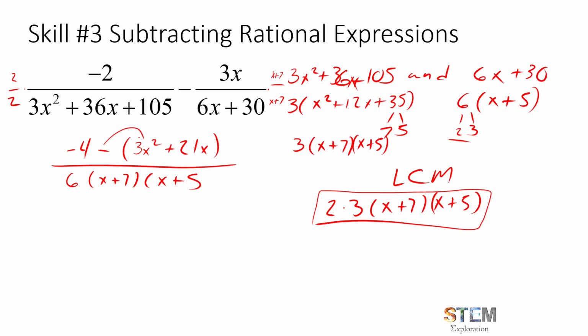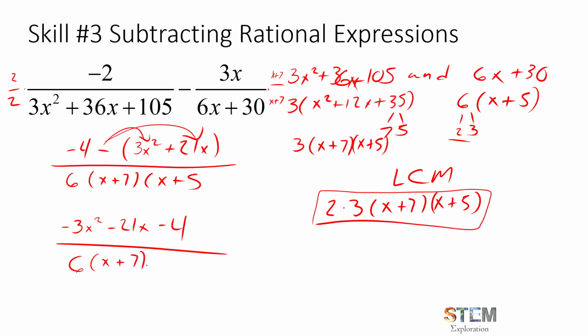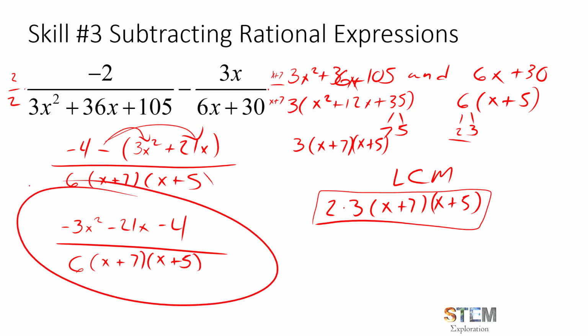What I am going to do is finish the subtraction part here by distribution. And I'm going to rearrange in standard form. So I'll go -3x squared minus 21x minus 4 all over the least common multiple. And with that said, that is your final answer in terms of subtracting these rational expressions.